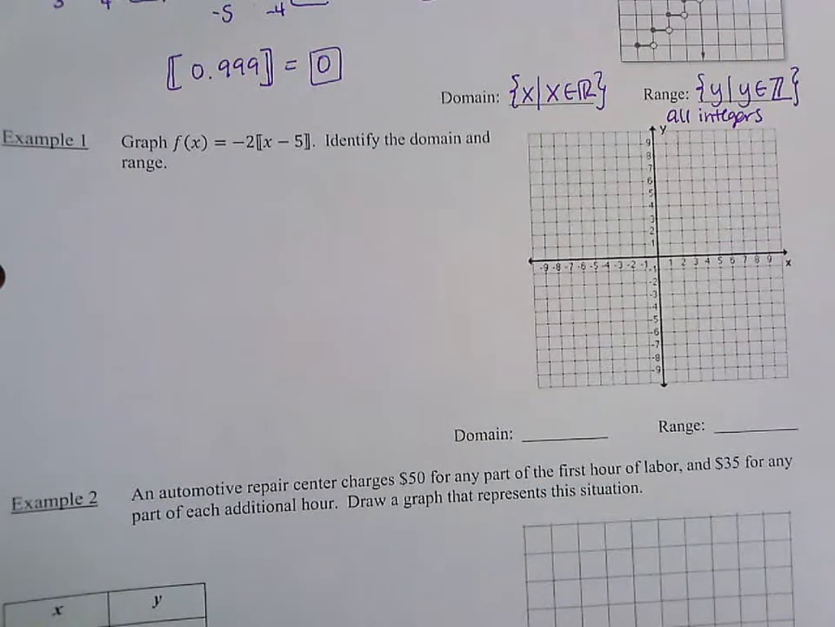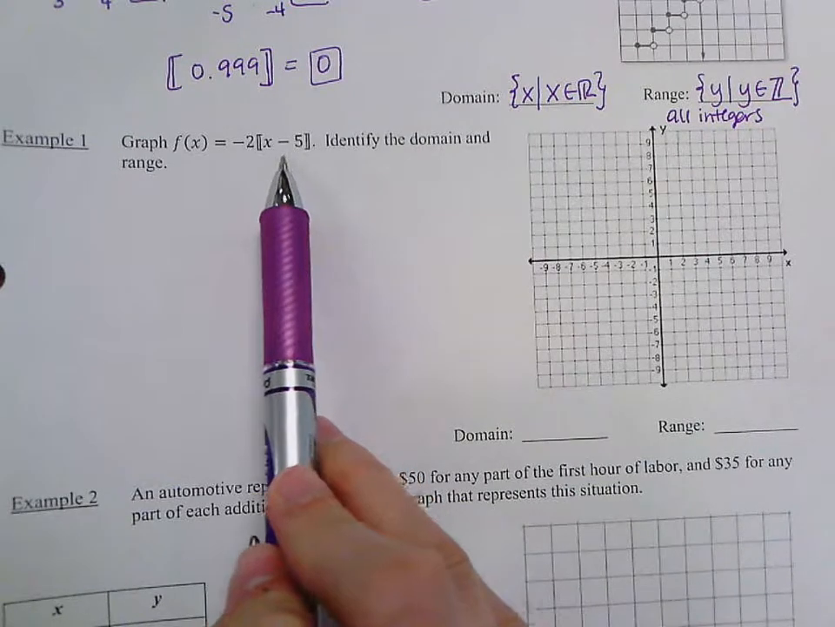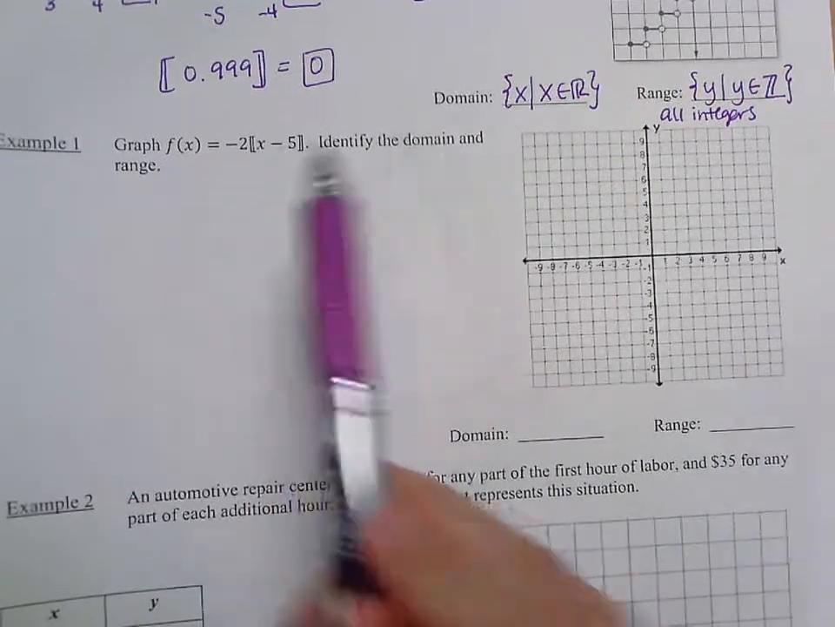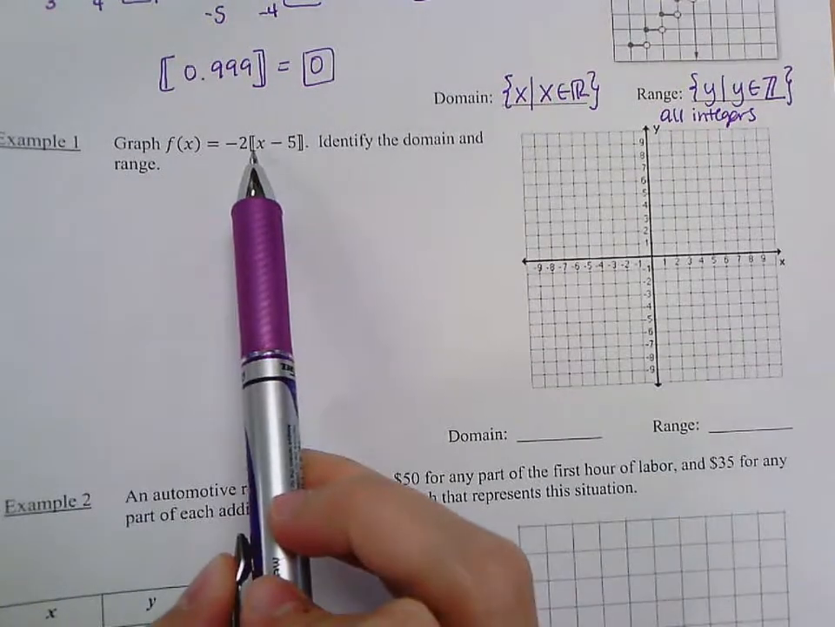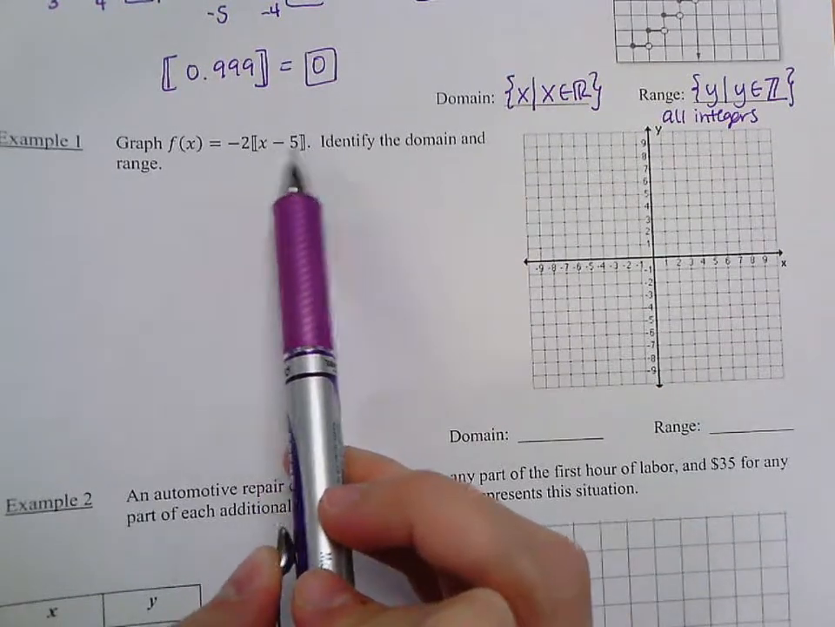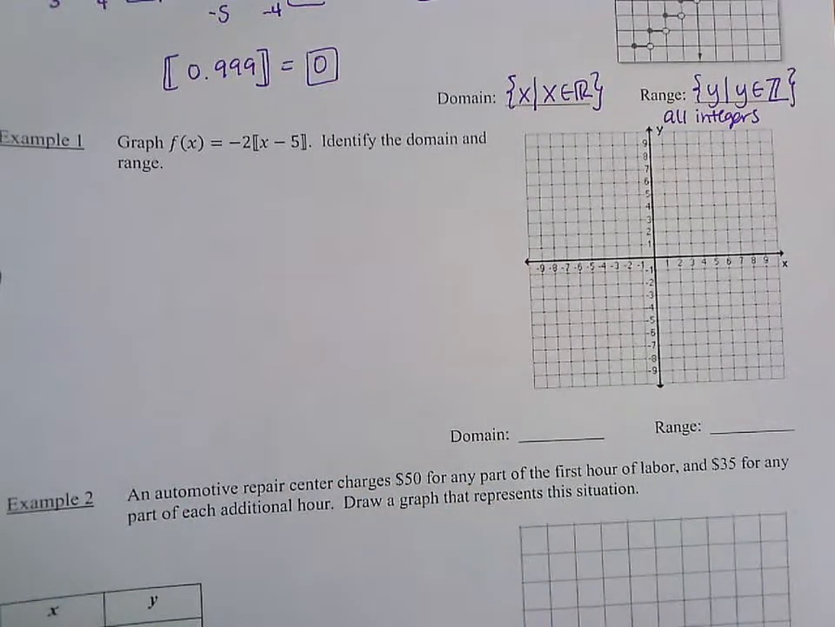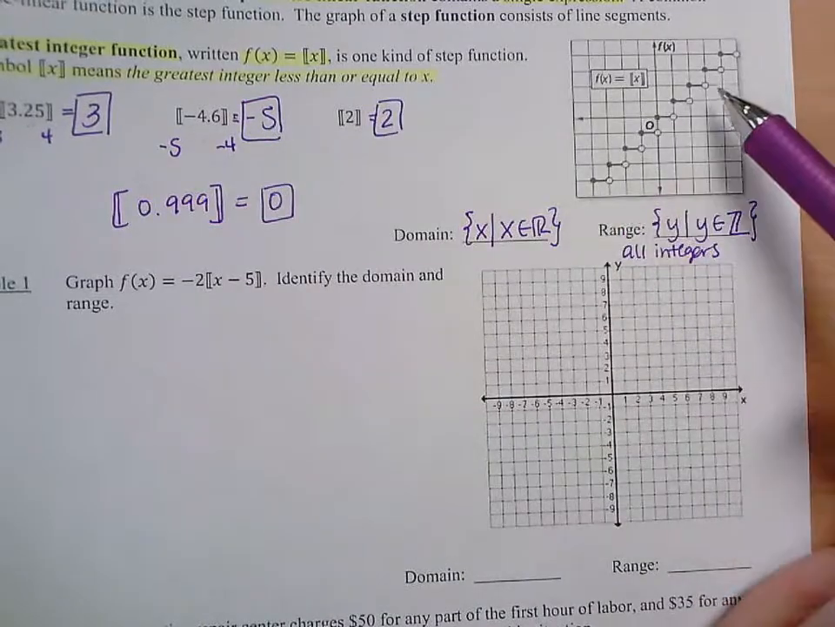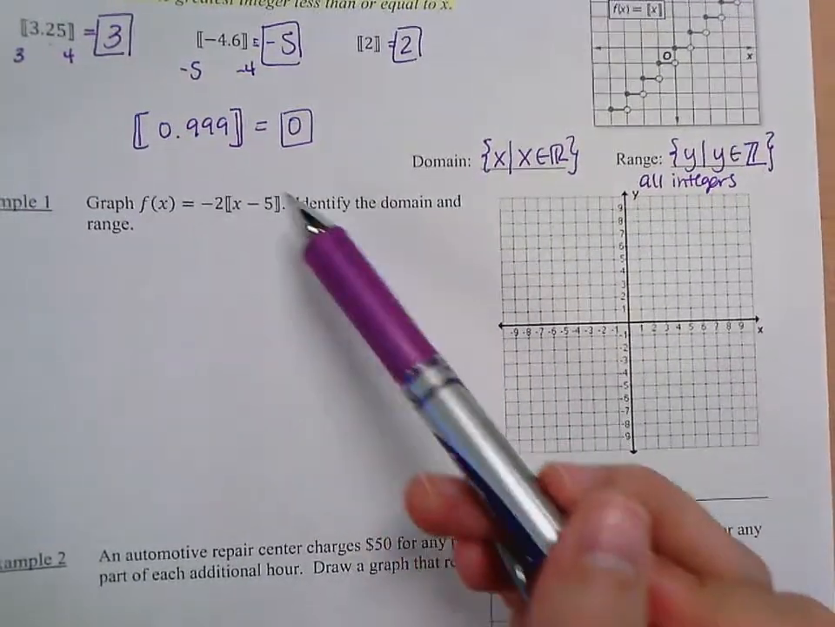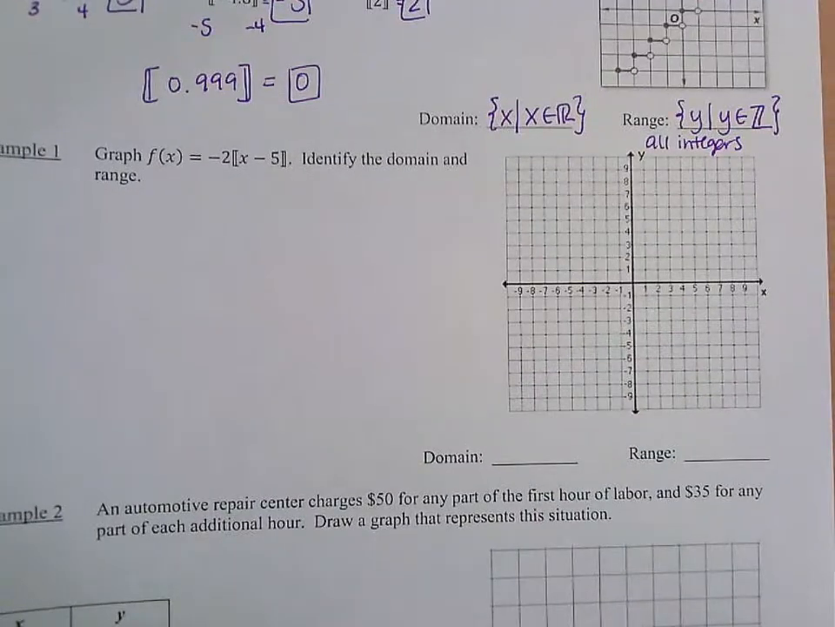But we're going to graph f of x equals -2 times the greatest integer less than or equal to x minus 5, and then identify the domain and the range. What you want to keep in mind is that anytime you see those double brackets in a function, that is going to be a step function when you graph it. Whenever I see these double brackets, my graph should look like this. I'm not going to tell you in the directions that this is the graph of a step function, so just be able to recognize that.